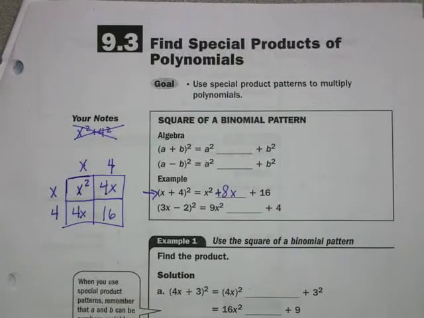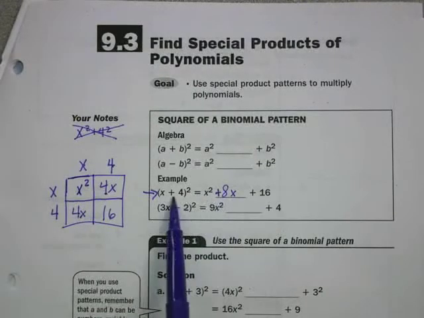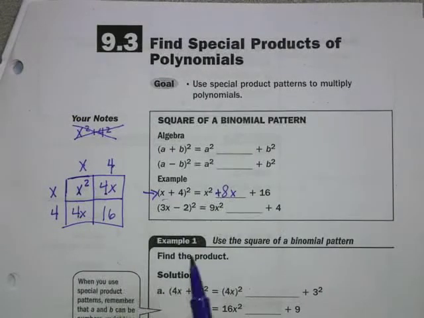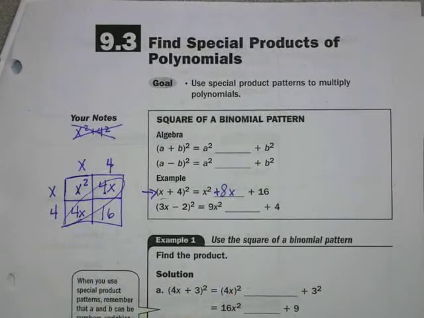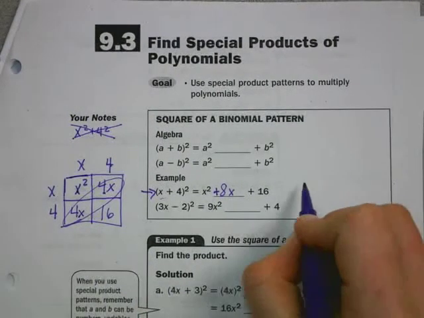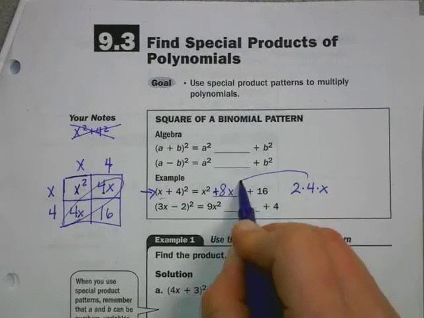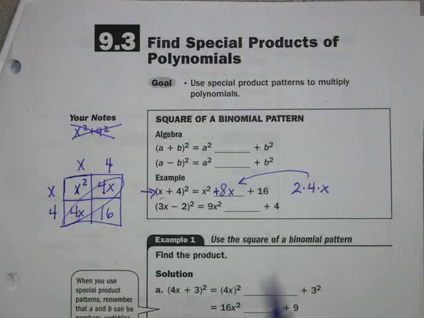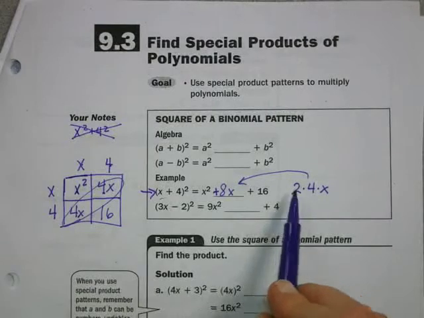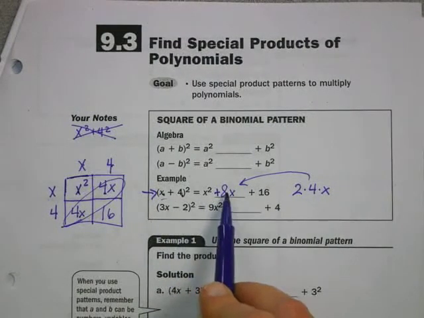Now, what can you see about the shortcut here? Did you notice anything of how you got the 8x compared to what was in here? Basically, I had 2 of those 4x's, didn't I? So if I use the shortcut of 2 times 4 times x, that gives me that middle term. So if I multiply by 2, the first number times the second number, I'm going to get that middle term.